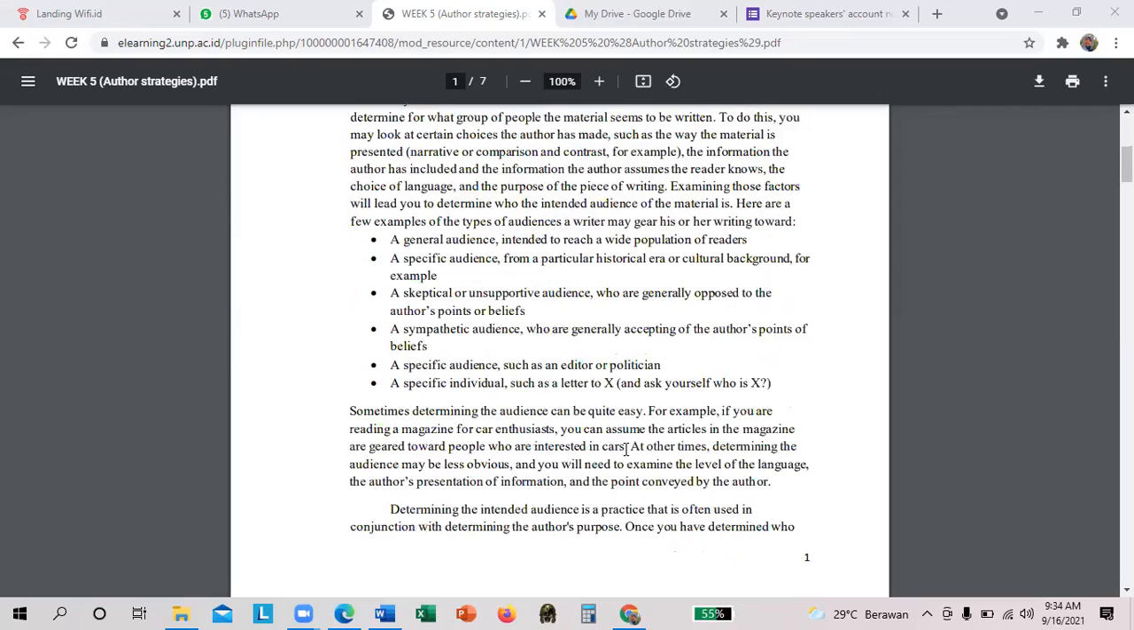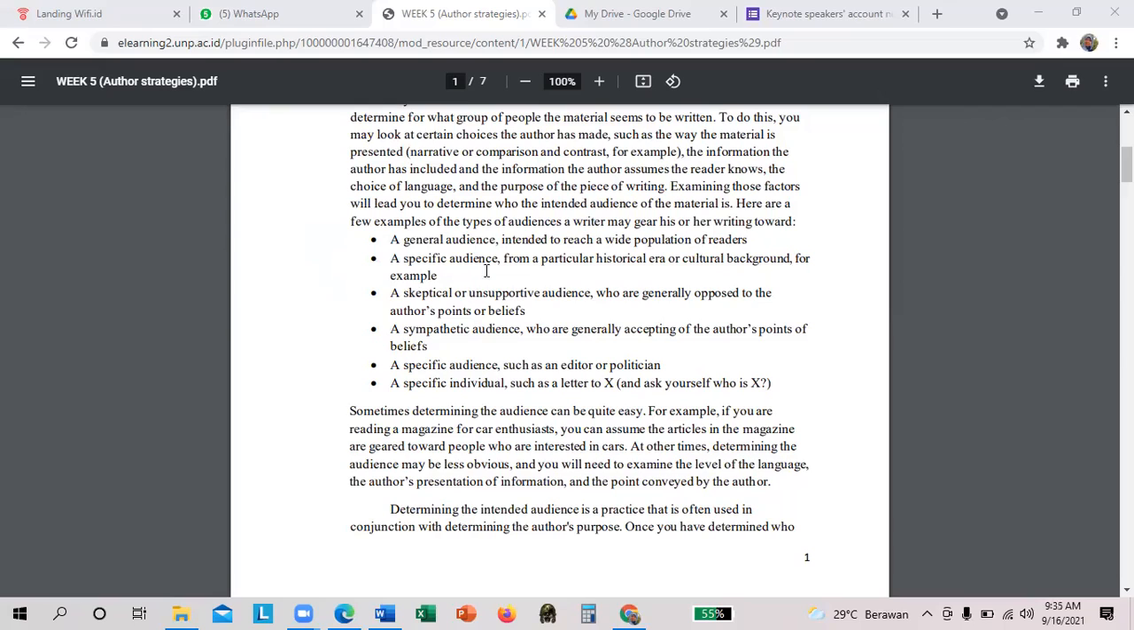Okay, right. So there are some categories of audience. The first is general audience. General audience is intended to reach a wide population of readers. I mean this is not specific readers, so all types of readers can read the particular selection.